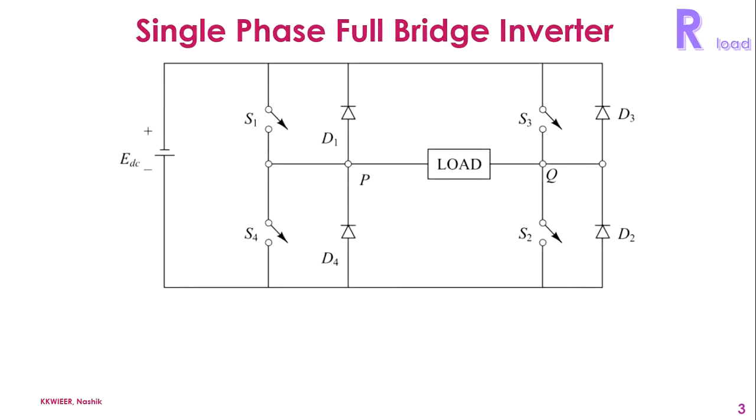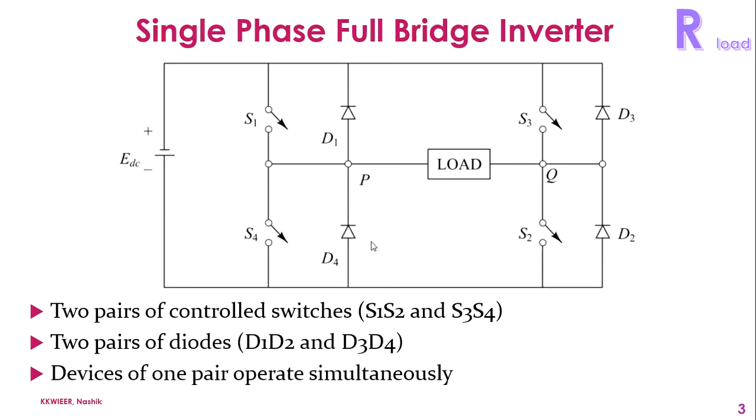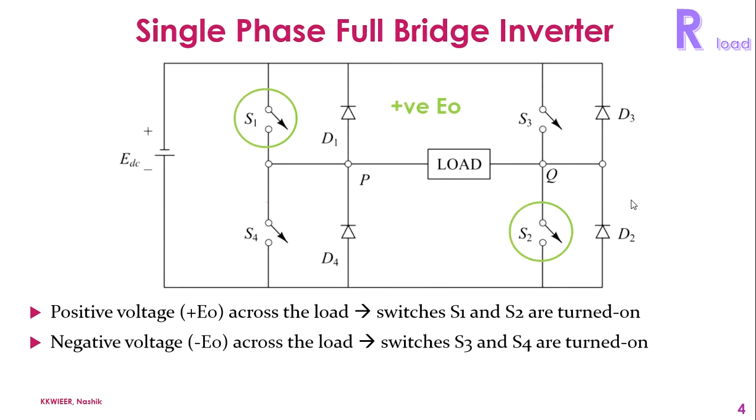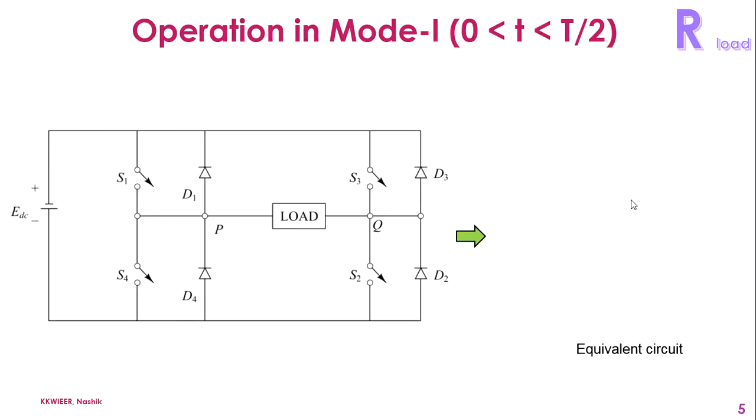This is a single phase full bridge inverter which consists of two pairs of control switches, S1 and S2, S3 and S4, and four diodes D1, D2, D3, D4. The devices of one pair operate simultaneously. The voltage across the load E0 will be positive when the switches S1 and S2 are turned on, whereas the voltage across the load will be negative when S3 and S4 are turned on. The diodes D1, D2, D3, D4 are called feedback diodes.